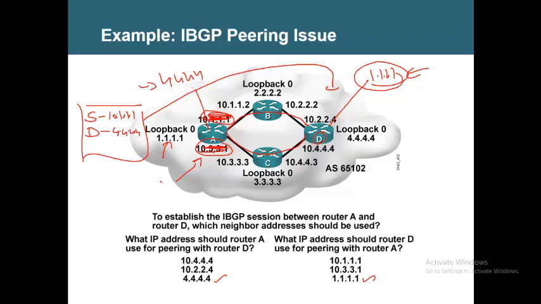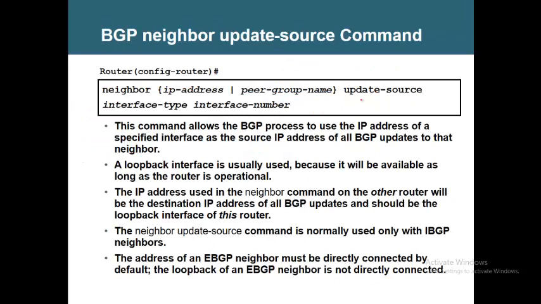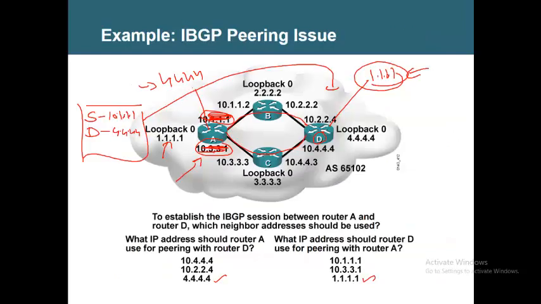How? By using this command, the update-source command. You need to tell it to use the loopback 0 interface. You understand? So I think the command makes sense. Update source: send all the updates sourced from loopback 0. So it will become 1.1.1.1, and this 1.1.1.1 matches here. You got it?